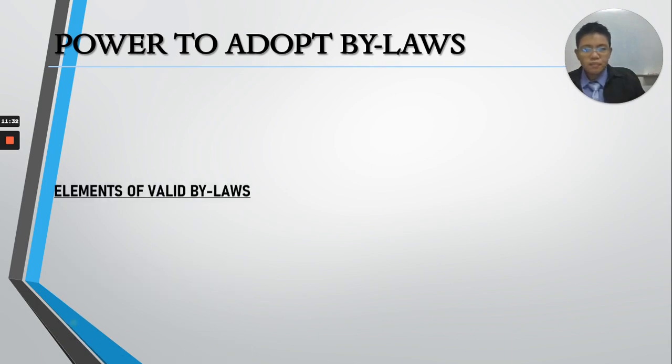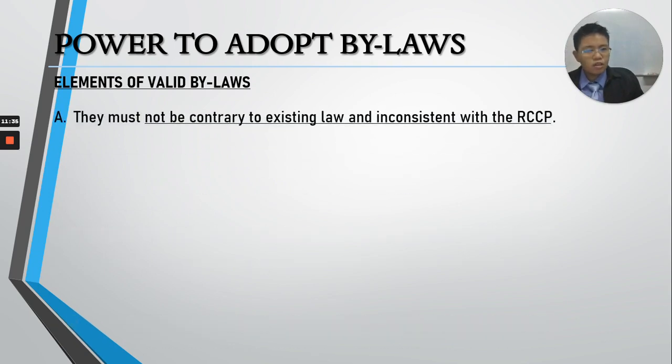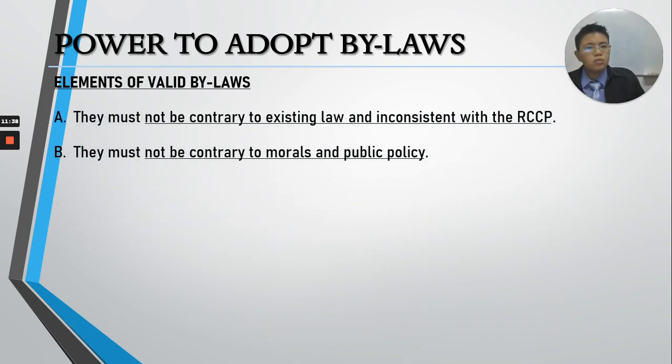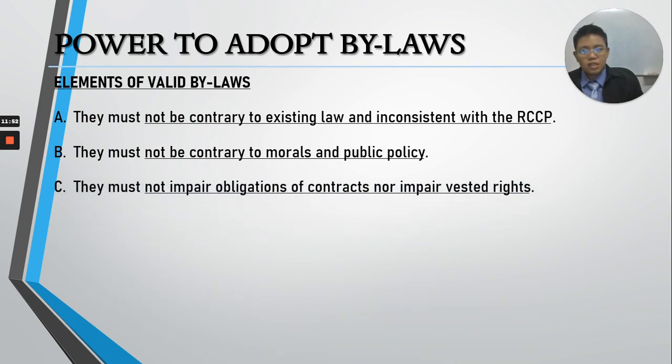So anyway, the elements of valid bylaws: not contrary to the Constitution and laws, not contrary to law, morals, good customs, public order, and public policy, and not inconsistent with the Revised Corporation Code of the Philippines. So again, law, morals, good customs, public order, and public policy. What else? They must not impair obligations of contracts or impair vested rights, meaning if there are rights already recognized, contractual rights and also vested rights, you cannot make a bylaw which will impair the rights already existing because of contract and the vested rights.